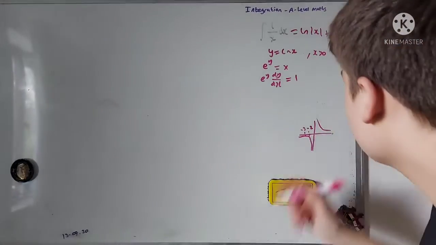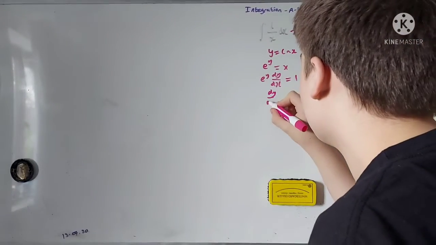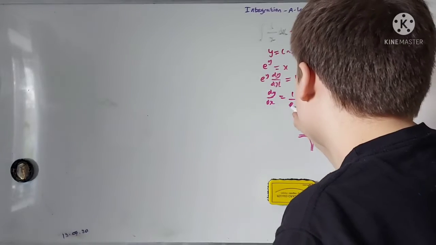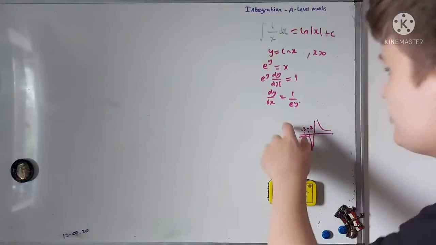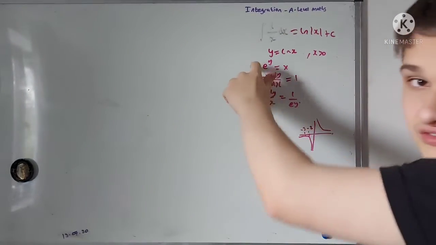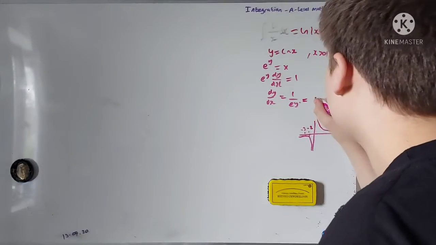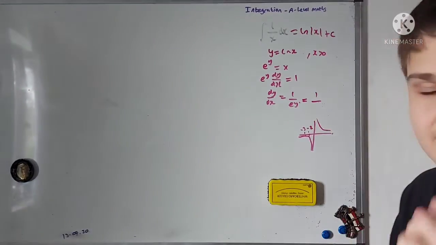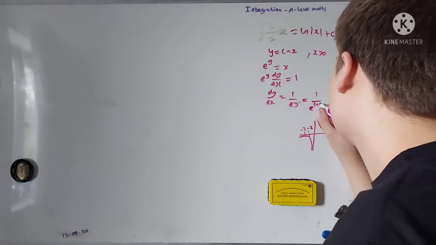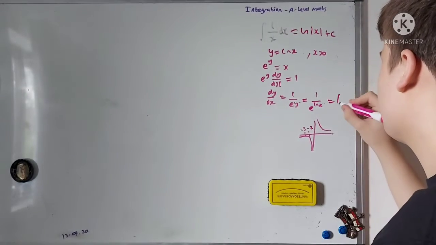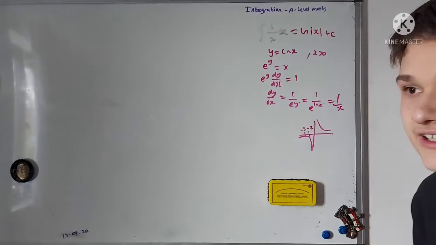Now dy by dx, get that on its own, that's 1 over e to the y. What is e to the y? Well, e to the y was just x, i.e. I get 1 over e to the natural logarithm of x. Natural logs cancel out, and I get 1 over x.